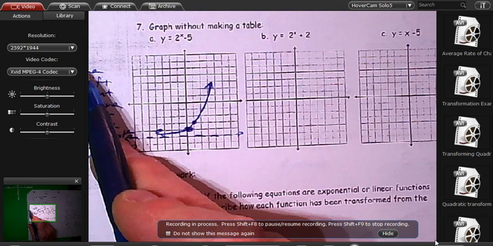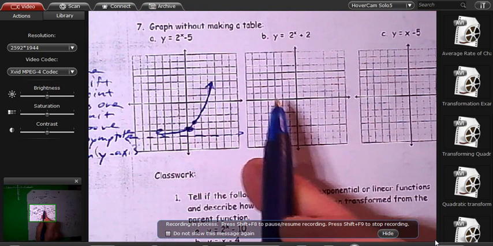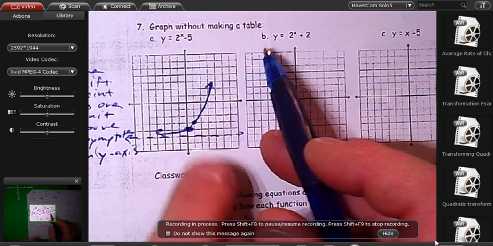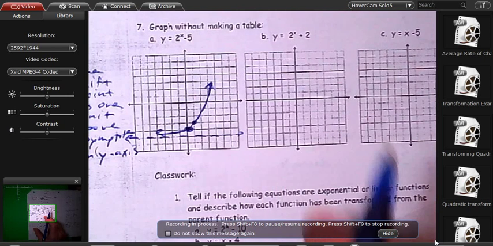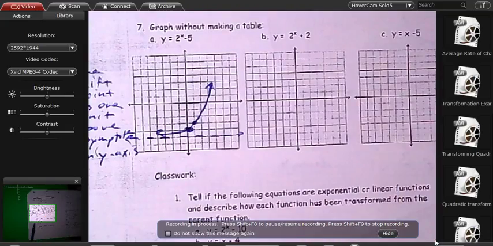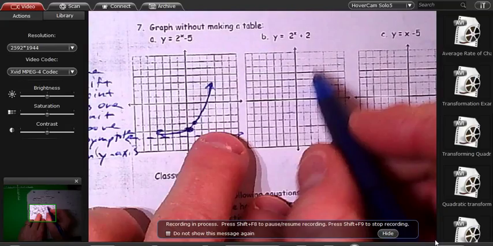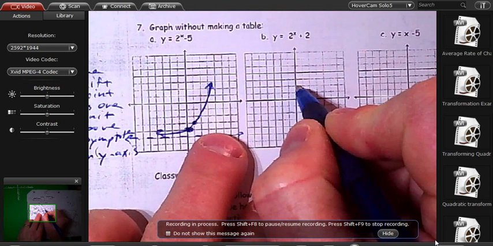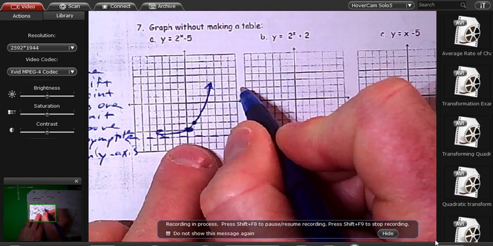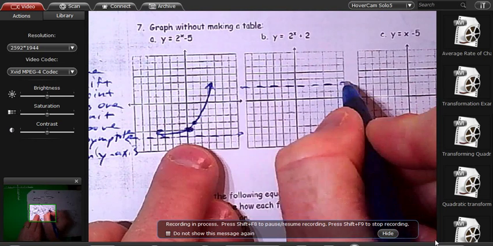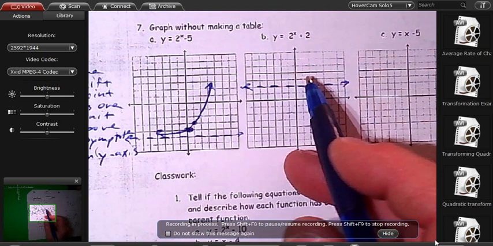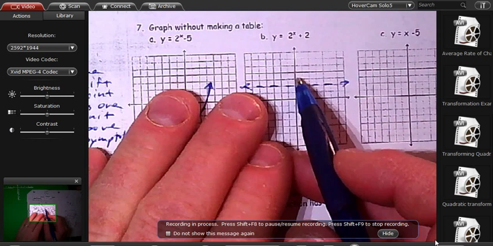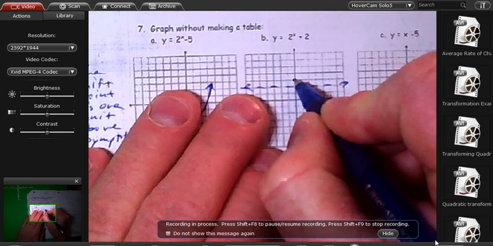Now, look at part B. Let's do the same thing. What are we going to do with B? First thing we do is look at our asymptote. I'm going to go up 2. Draw your asymptote. Once I am there, up 2, I'm going to put my shift point 1 unit above the asymptote on the y-axis. It's my y-intercept.